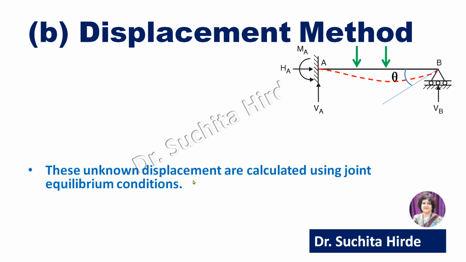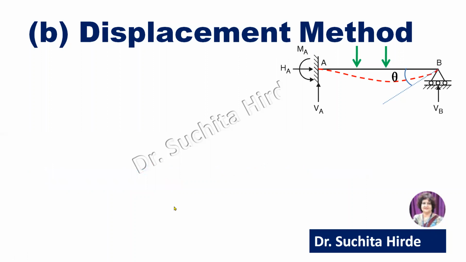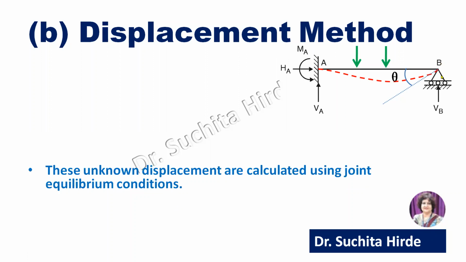These unknown displacements are calculated using joint equilibrium equations. As I told you, in force method we use compatibility equation, whereas in displacement method, to calculate unknown displacements, we have to use equilibrium conditions. What is the equilibrium condition at B? The equilibrium condition at B is MBA, bending moment at B whose far end is A, equal to 0. That is called the equilibrium condition.